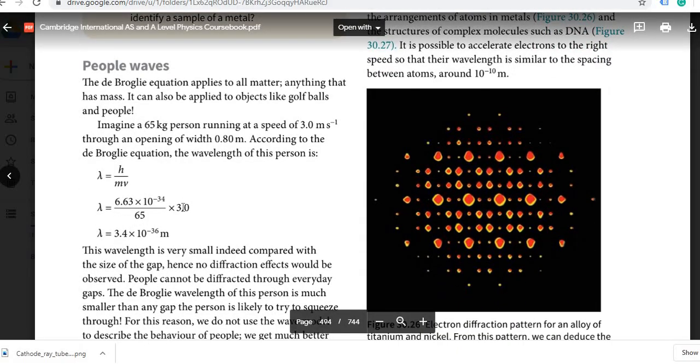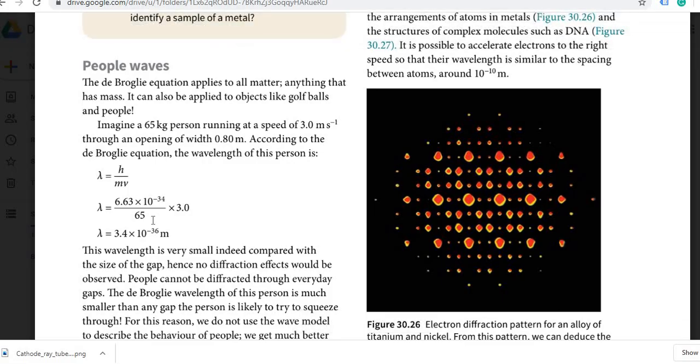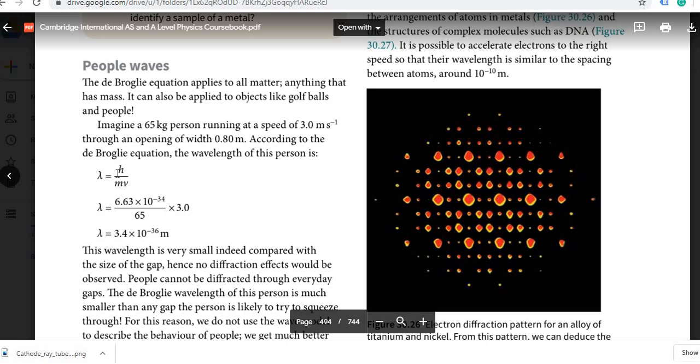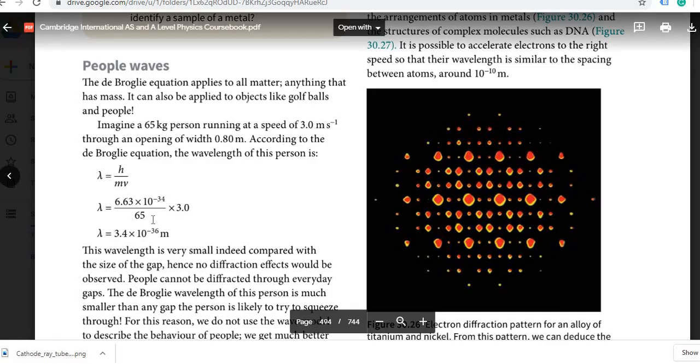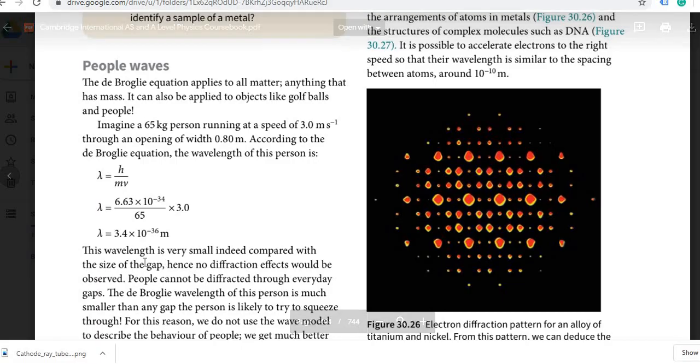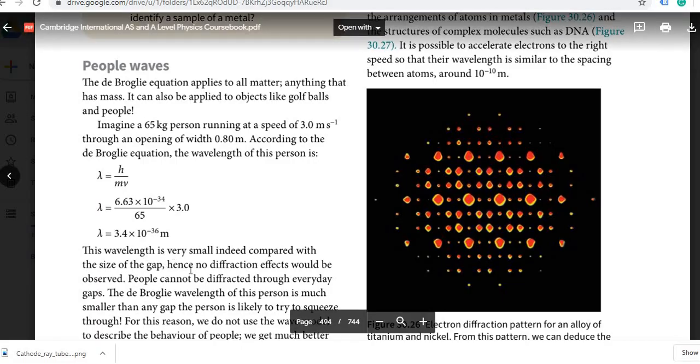Okay, and you can see here we apply it for a person, and this is what we get. By the way, this is a mistake. This 3 should be in the denominator. The person's mass is 65, so we use the formula. h is a constant, that is this, and see this number should be down here. The speed is 3, and you will get this. This is a very short wavelength. See, the wavelength is very small indeed compared with the size of the gap. Hence, no diffraction effects would be observed. People cannot be diffracted through everyday gaps.